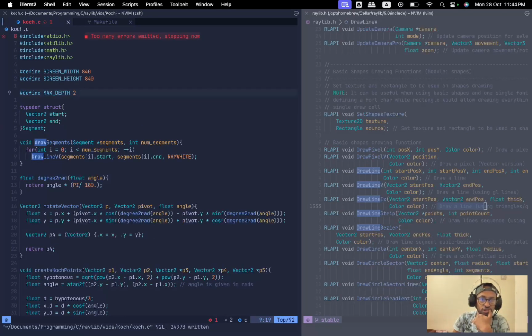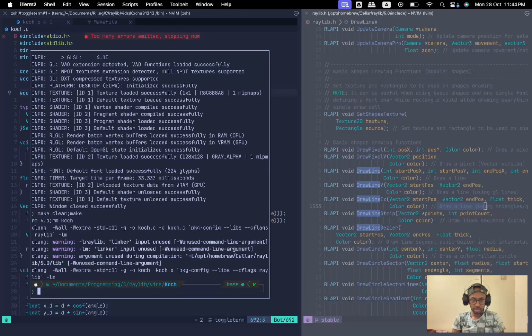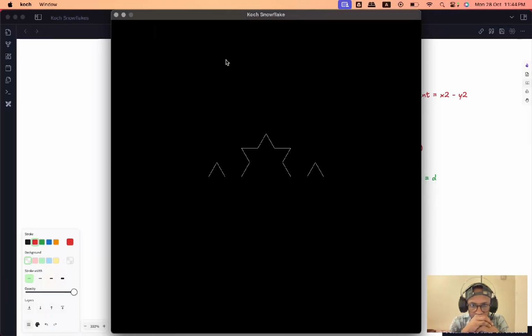Since our depth is 2, you have 16. Let's check it. For each segment we have 1, 2, 3, 4. Now we have these 4 other segments. So in total we have 1, 2, 3, 4, 5, 6, 7, 8, 9, 10, 11, 12, 13, 14, 15, 16.